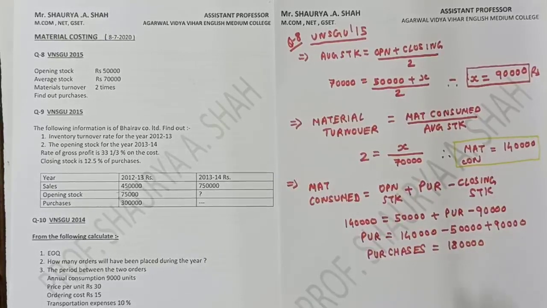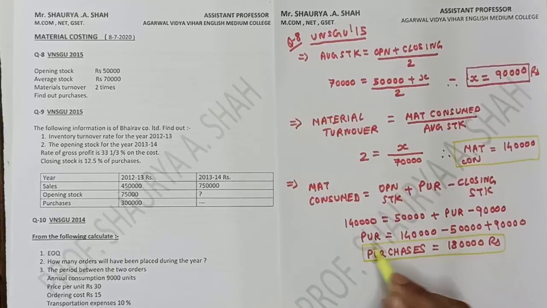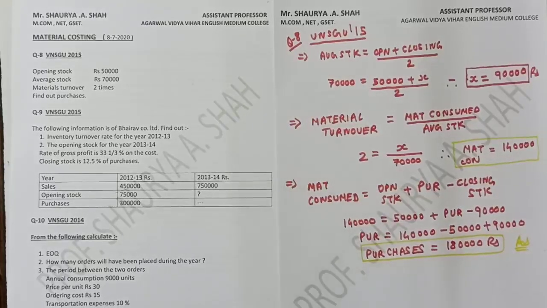Purchases is equal to 1,80,000 rupees. Don't forget to write down the units, students. Purchases is equal to 1,80,000 rupees. I hope it is clear to each and everyone.